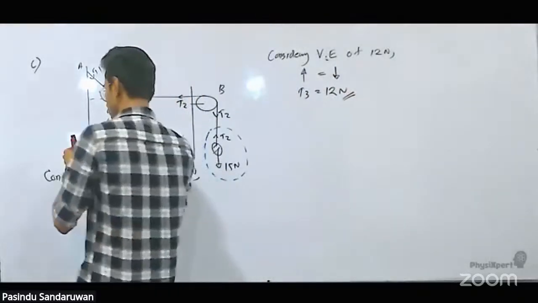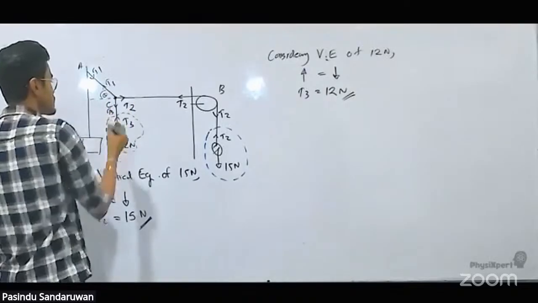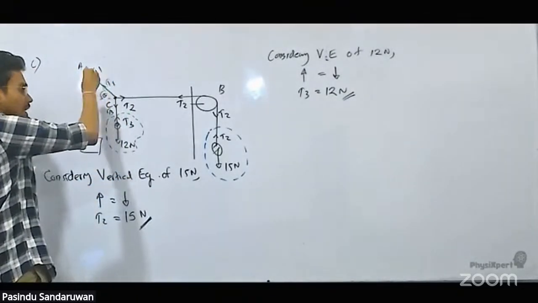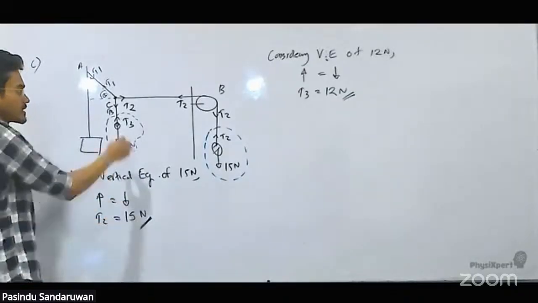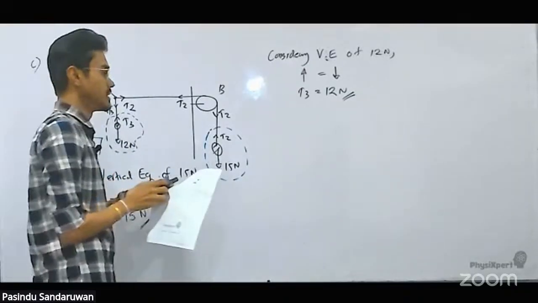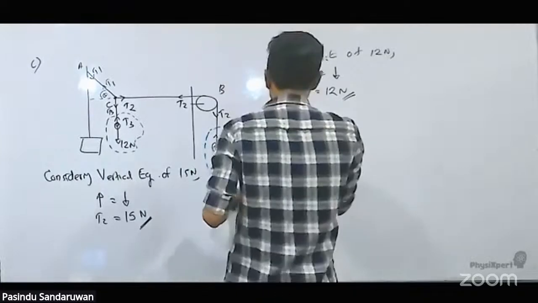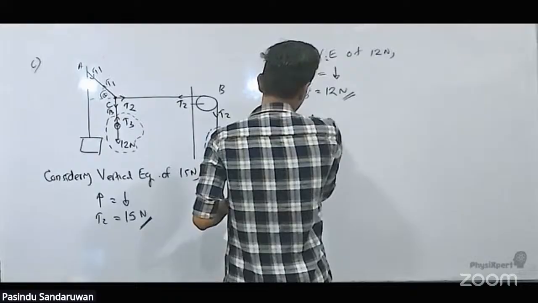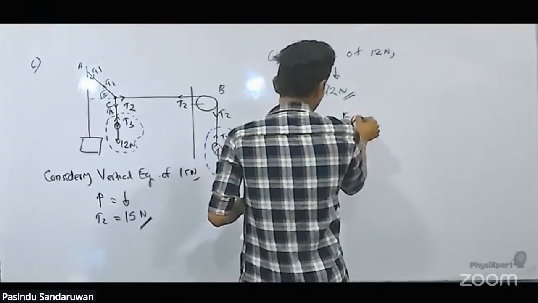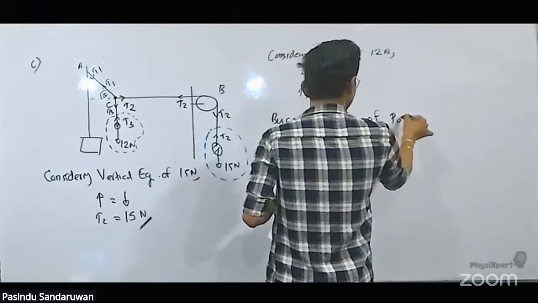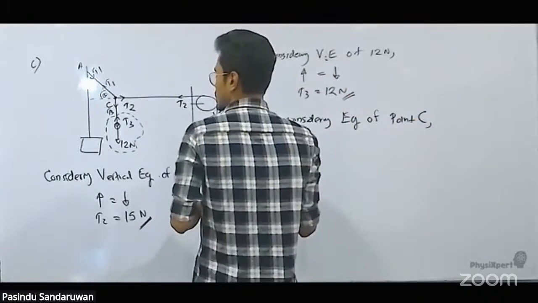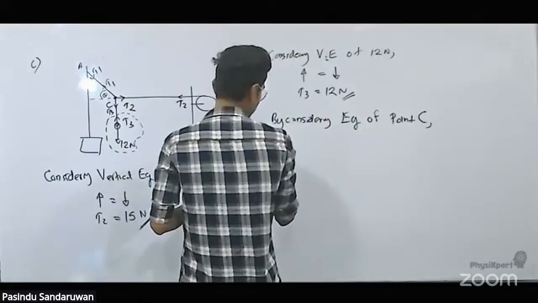Right. Now, this point is given as point C. That point itself is also in equilibrium. If nothing is moving, it is in equilibrium. Then consider the equilibrium of point C. So first, I'm going to consider the vertical equilibrium.